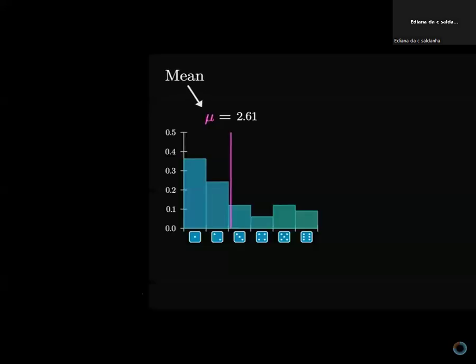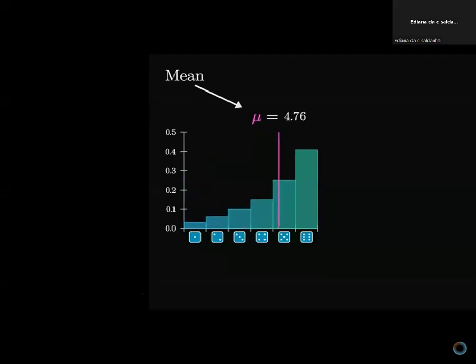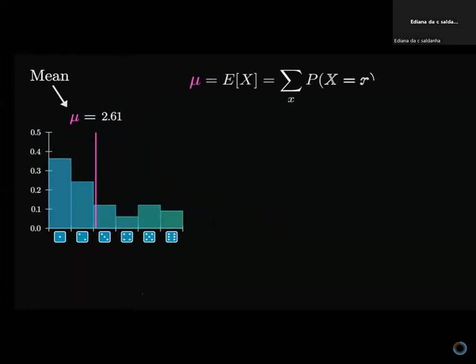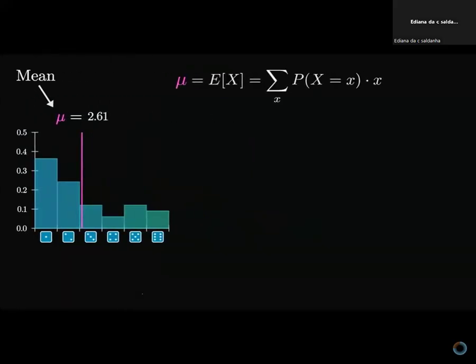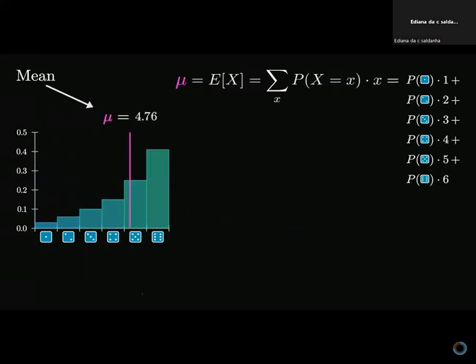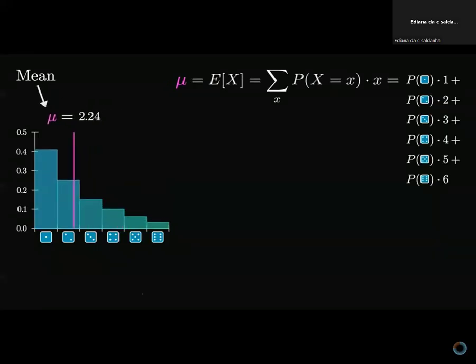The mean of a distribution, often denoted with the Greek letter mu, is a way of capturing the center of mass for that distribution. It's calculated as the expected value of our random variable, which is a way of saying you go through all of the different possible outcomes, and you multiply the probability of that outcome times the value of the variable. If higher values are more probable, that weighted sum is going to be bigger. If lower values are more probable, that weighted sum is going to be smaller.